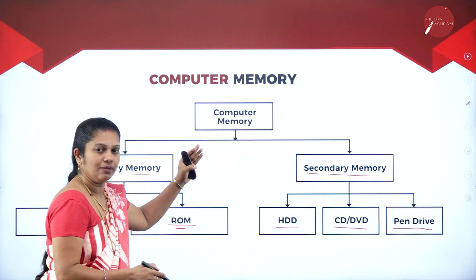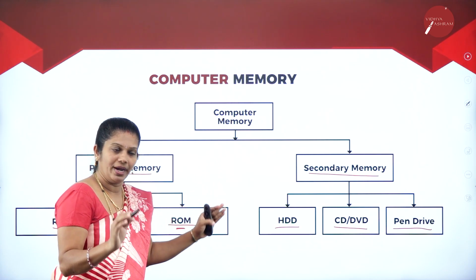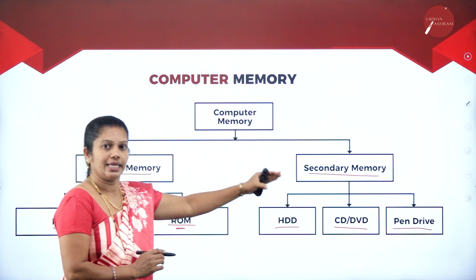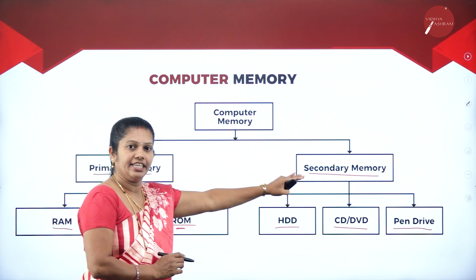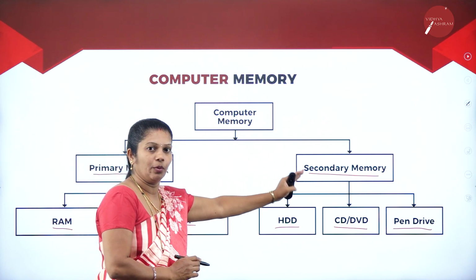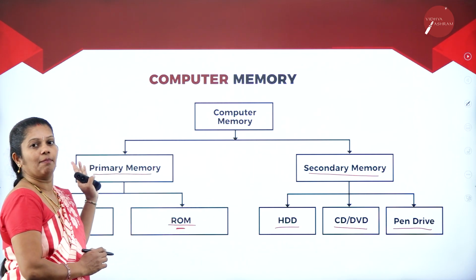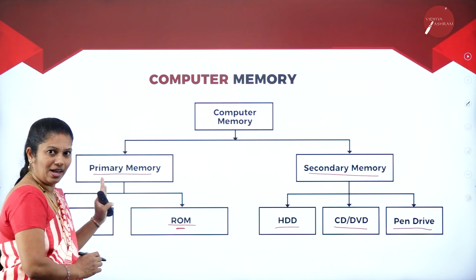When we come to memory, it is used for storage purposes. It is measured in terms of bytes. Primary memory, secondary memory. Primary memory is temporary by nature. Secondary memory is permanent by nature. But the storage capacity is more in secondary memory. Storage capacity is less in primary memory. But it is very fast.